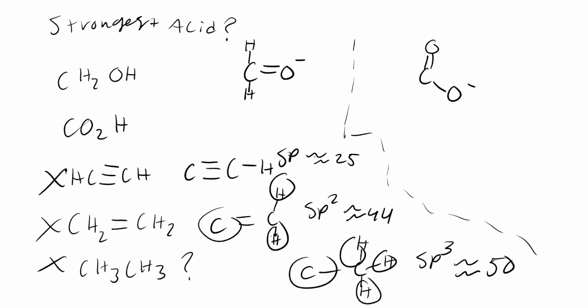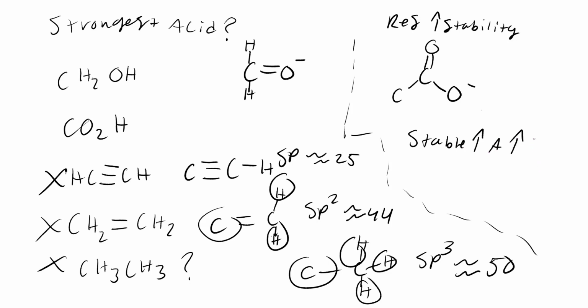Since they're both electronegative, and assuming that they have the same amount of bonds or something, we're going to be looking at resonance, because the more resonance you have, the more acidic you'll be, because resonance actually increases stability. And the more stable you are, the more acidic you'll be. Okay? And therefore, if you're more acidic, you're going to be less basic.